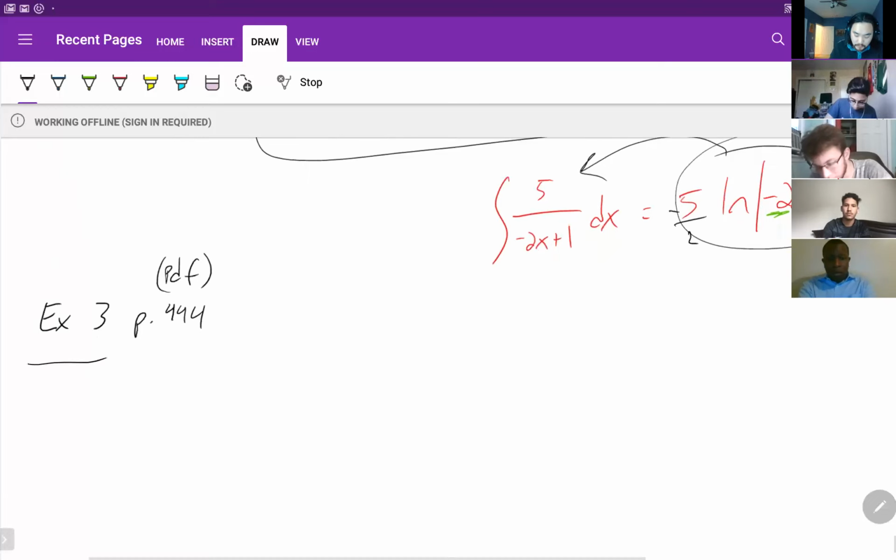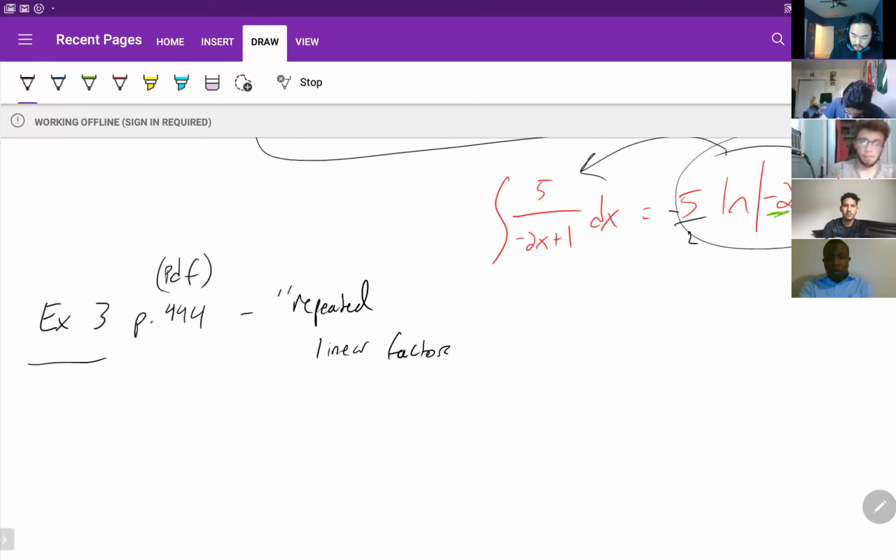Example 3 is called repeated linear factors. That means when you have something like ax plus something that repeats in your denominator, you actually have to account for that. Just look at the example. I might just put it in the video. Repeated linear factors is just a tricky problem.